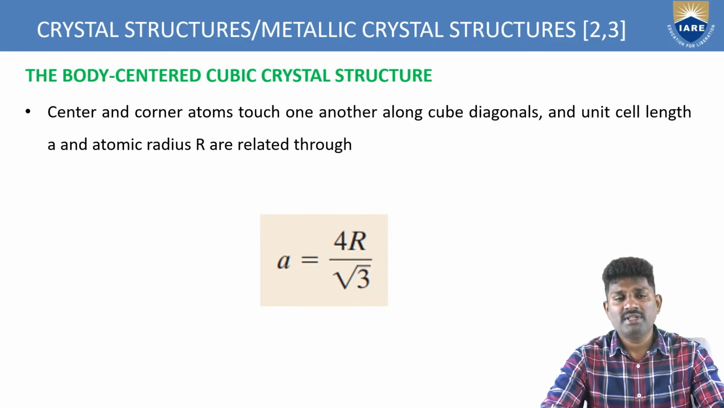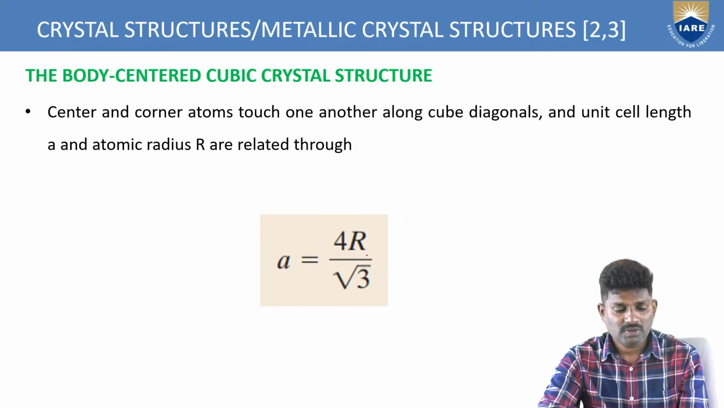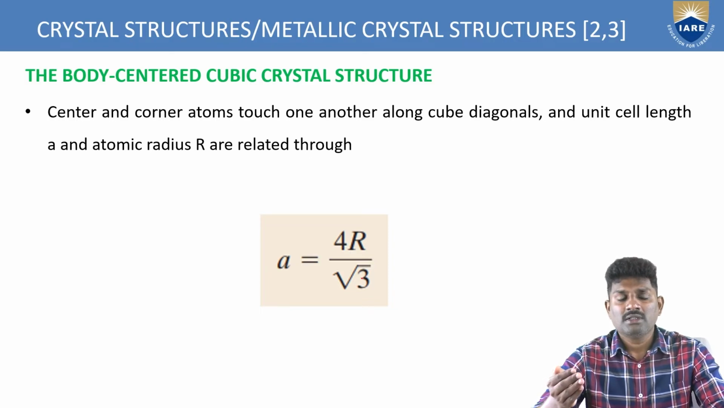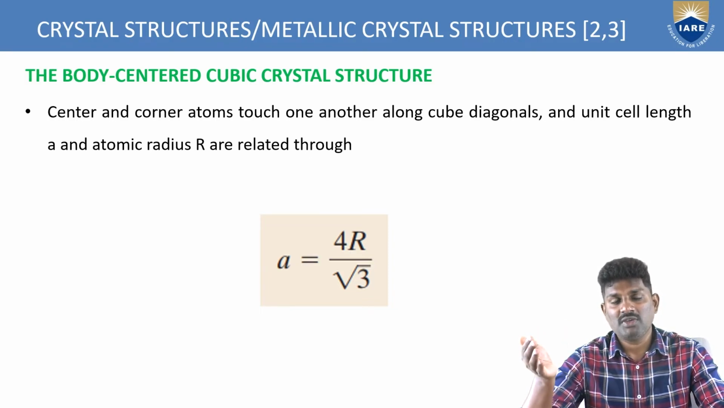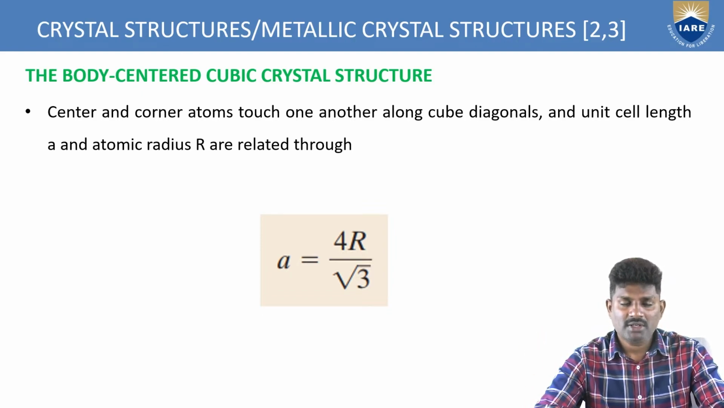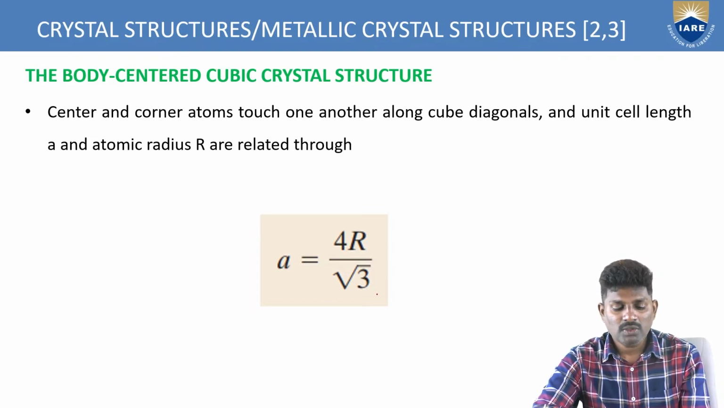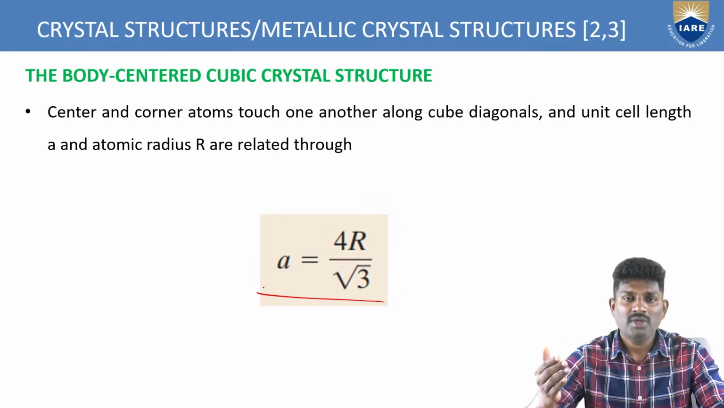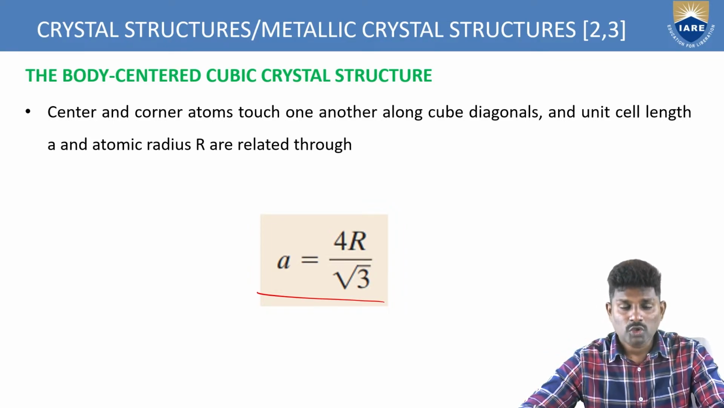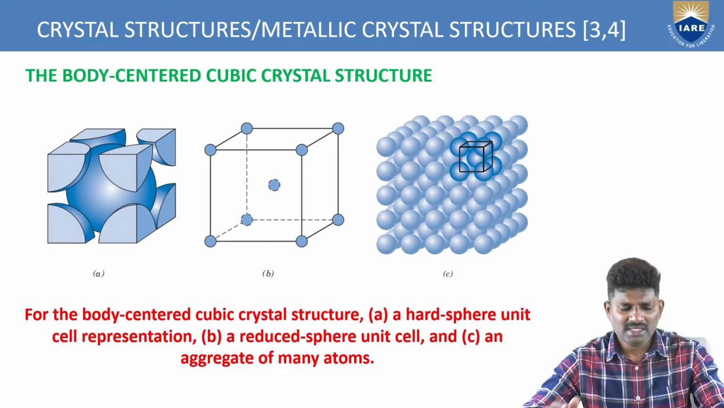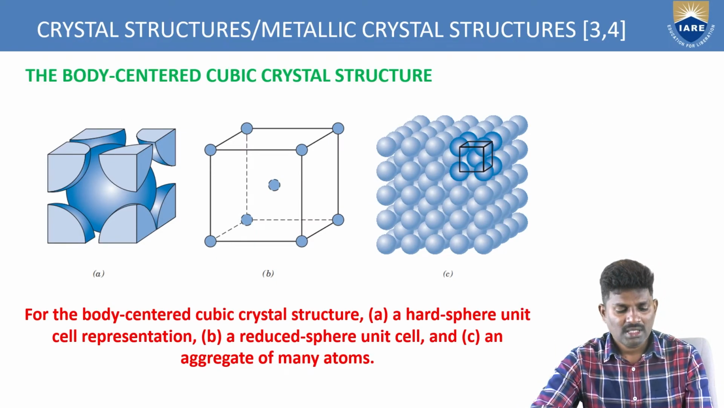And again, if you want to find the relation between the cube edge length and the radius, what is happening here? A equals 4r by root 3. So you have different relations for each type of cubic structure. For the FCC, you have A equals 2r root 2. And coming to the body centered cubic structure, the relation between the atomic radius and the unit cell length is given by A equals 4r by root 3. So this is how you have different relations for different types of cubic structures. And there is a complete set of figures where you can see the first figure represents the hard sphere unit cell.